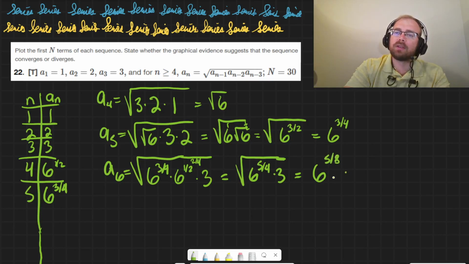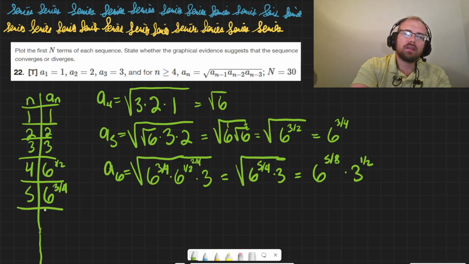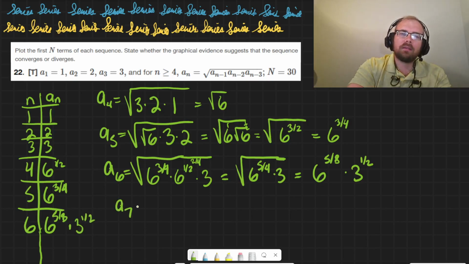But then there's also that square root of 3, so 3 to the 1/2 power. Kind of a weird number, but it is what it is. So 6 to the 5/8 and 3 to the 1/2. All right, and we'll probably end with a to the 7th because that's about all I'll have space for, I think.